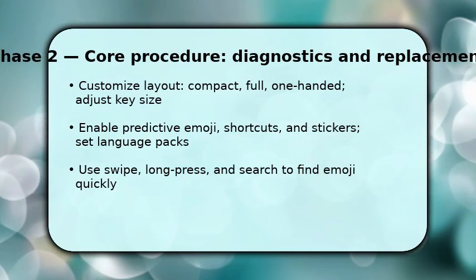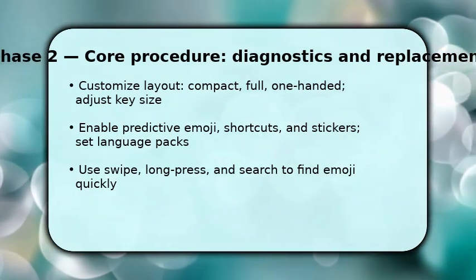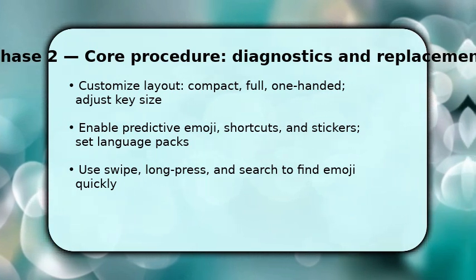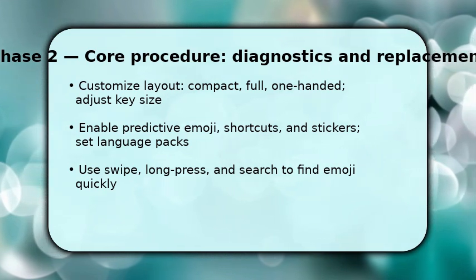Now configure the core features so you type faster and express more. Open app settings and choose a layout, compact, full, or one-handed, and adjust key size. This changes reach and accuracy.